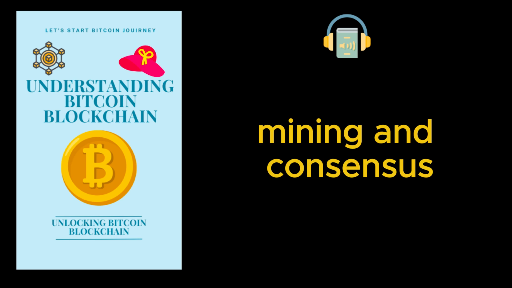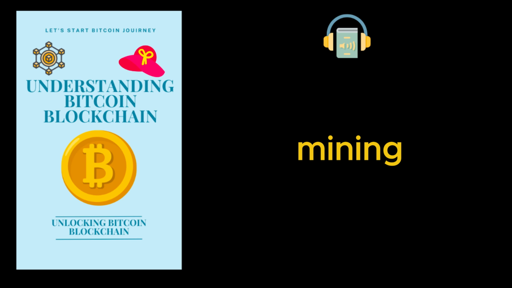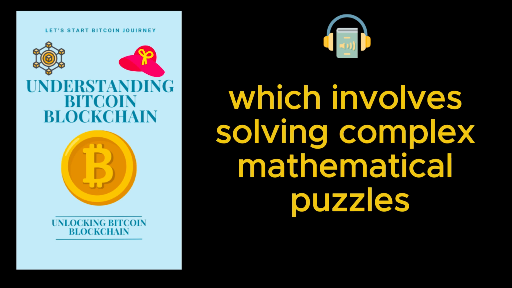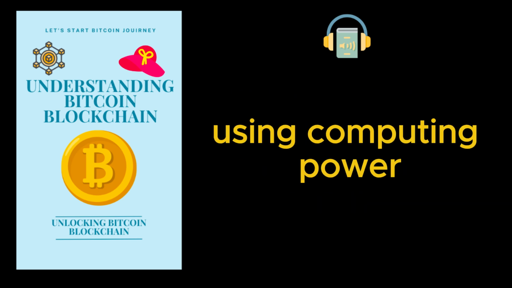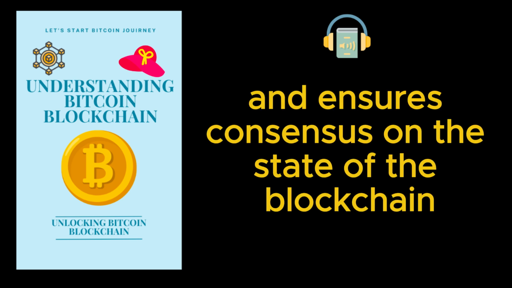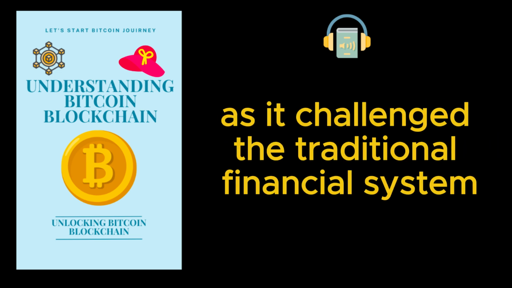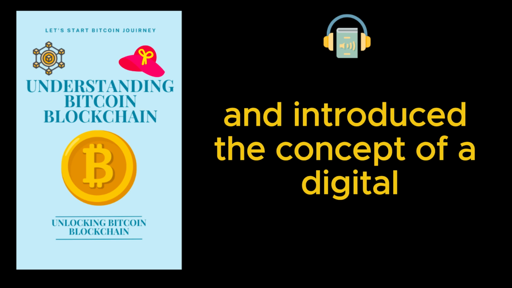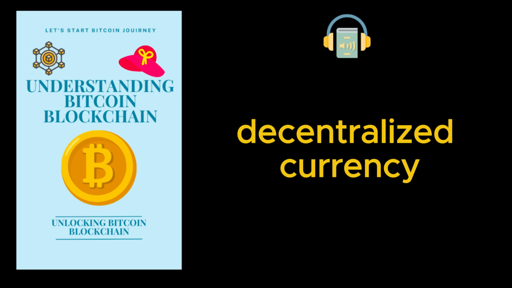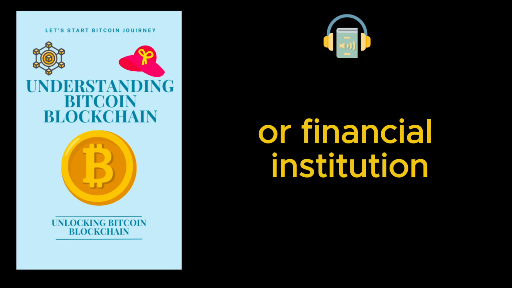Mining and consensus. New Bitcoins are created through a process called mining, which involves solving complex mathematical puzzles using computing power. This process also secures the network and ensures consensus on the state of the blockchain. Nakamoto's vision was ambitious and revolutionary, as it challenged the traditional financial system and introduced the concept of a digital, decentralized currency that could operate independently of any government or financial institution.